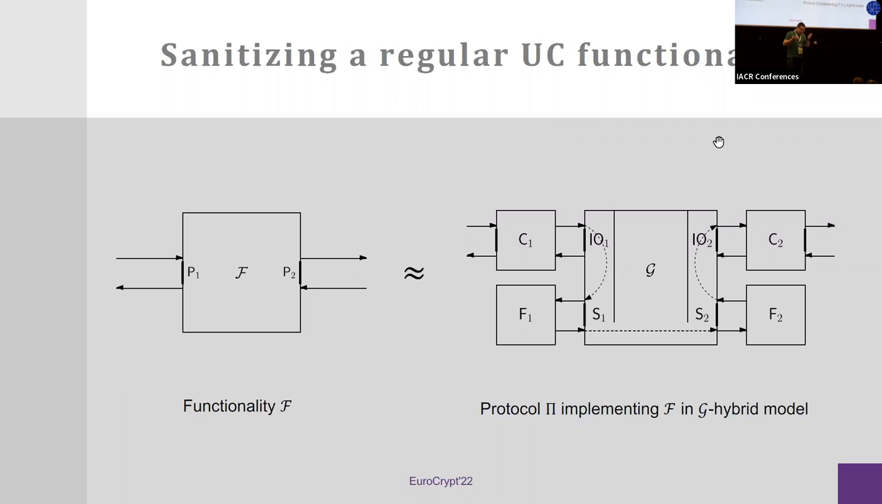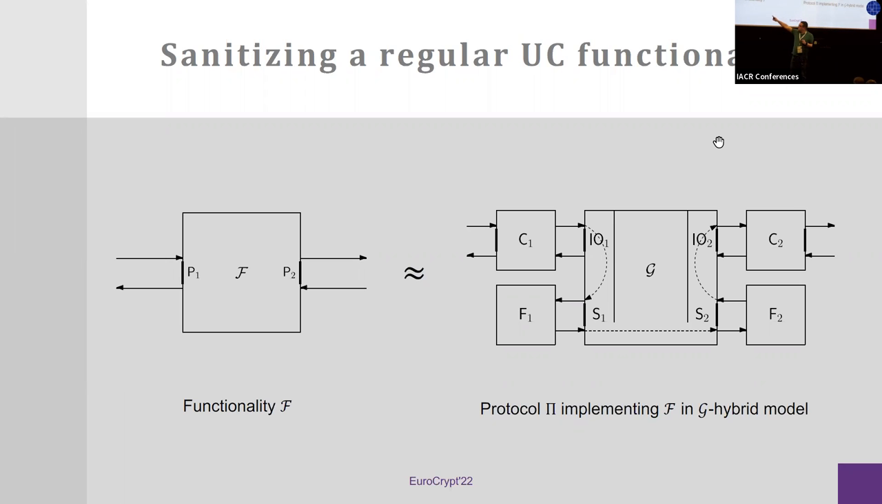Another thing that we obviously can do is just sanitize a normal UC functionality that we have. For example, think of this functionality F as a coin toss, and then we want a sanitized coin toss. The protocol that implements it would look something like this. The protocol would have a firewall, even though the functionality does not, right? But for the protocol to sanitize, it will have the firewall and the core. And this dotted line here shows more or less the usual flow of communication inside a sanitizable functionality.